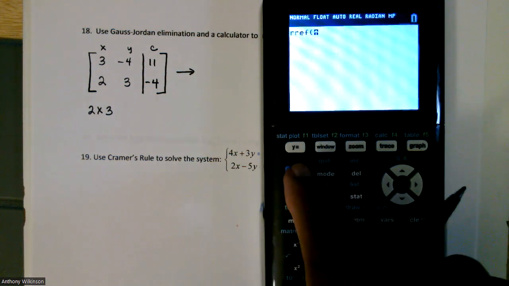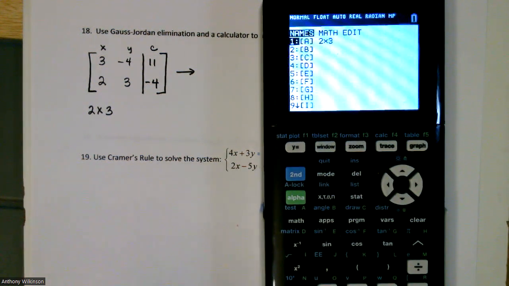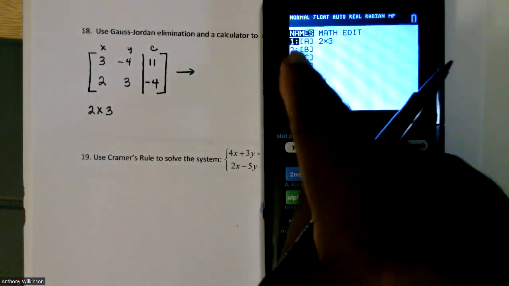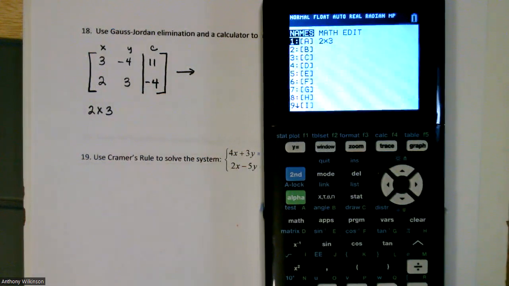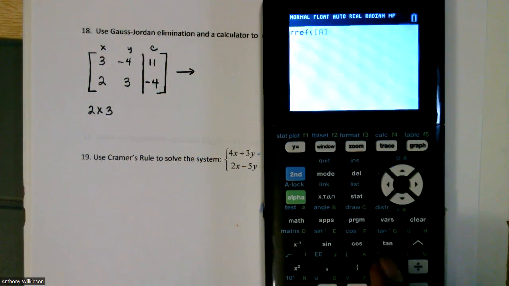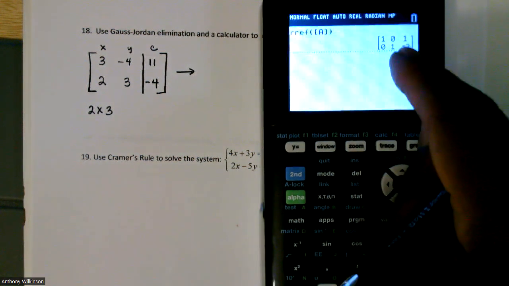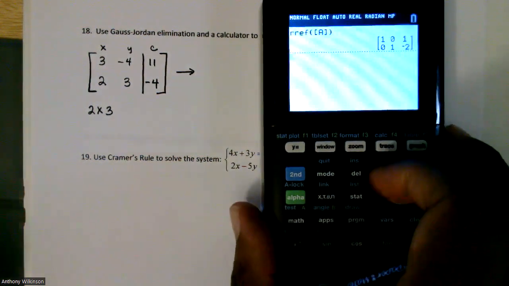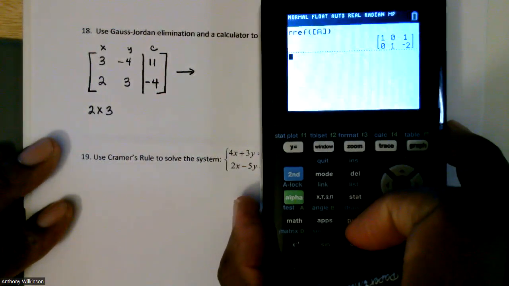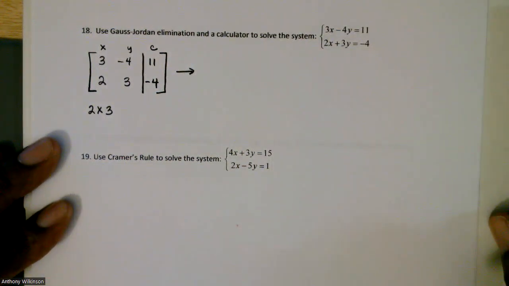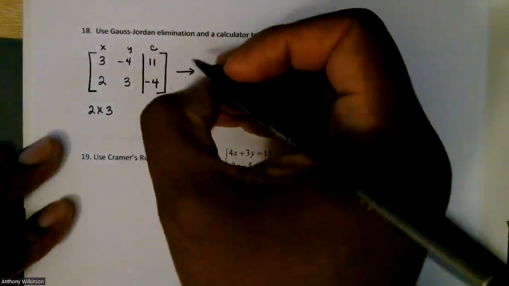Now I'm going to retrieve that matrix that I saved in A. So I'm going to do second x to the -1 again for the matrix menu. And I saved it in A, so I will select that first one. I can press enter or select number 1, then close the parentheses, then hit enter. So here's the output that you see here. And you must copy that output straight from the calculator, which is in this case 1, 0, 1 and 0, 1, -2.